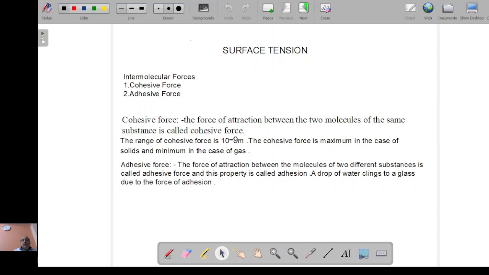Hello students, in continuation of property of material, today we will discuss surface tension.